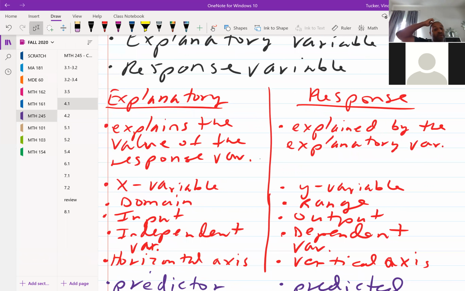So, the explanatory variable explains the value of the response variable. It is your x variable, your domain, input, independent, and horizontal axis. Your response variable is explained by your explanatory variable, and it's also your y-axis, range, output, dependent, and your vertical axis. And so, like I said, I'll show you an example of the difference between the two. But in comparison, that's the difference.